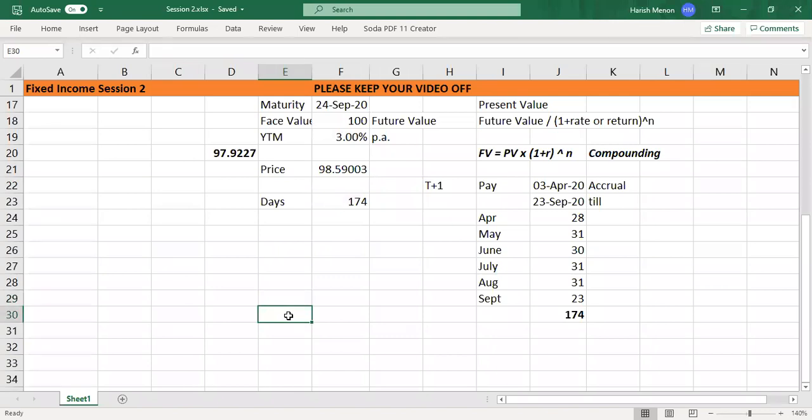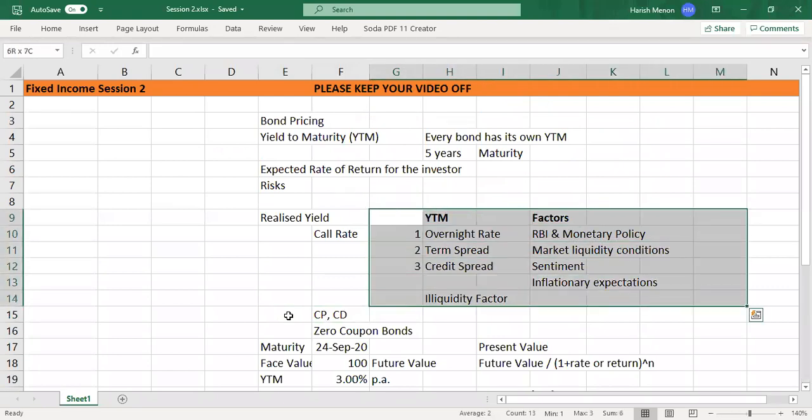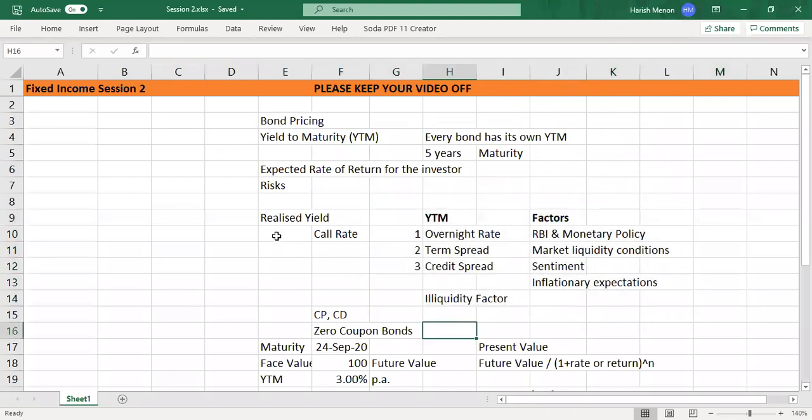On what factors does yield depend? I mentioned that earlier. These are the factors on which yield is determined for any bond. We consider overnight rate, we consider term spread, we consider sentiment, we consider expectations about future interest rate cuts or what RBI will do, etc. So we consider a lot of factors. What is the frequency of compounding? Nothing. For money markets, we don't compound. Compounding only happens for long-term bonds. So for less than 1 year, no compounding.